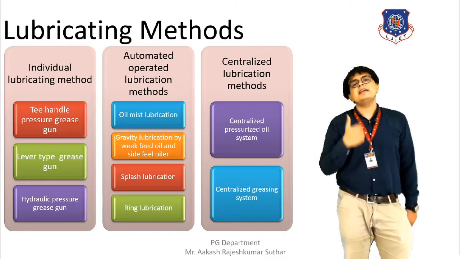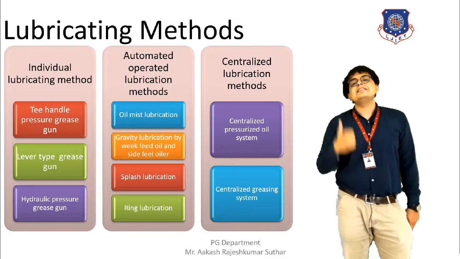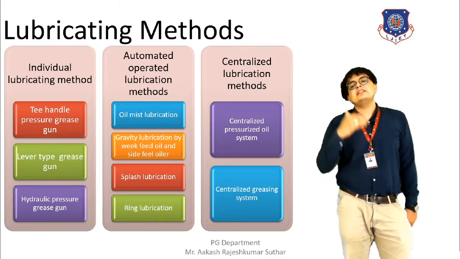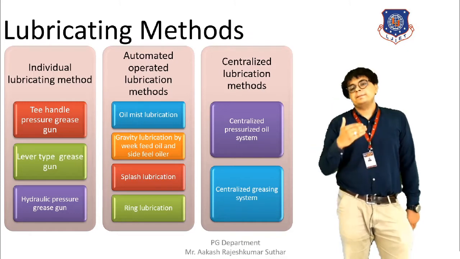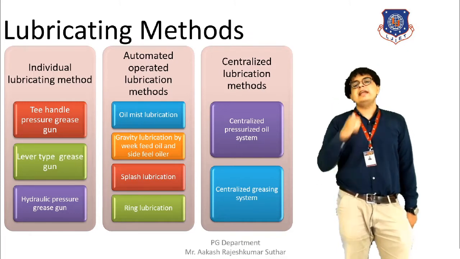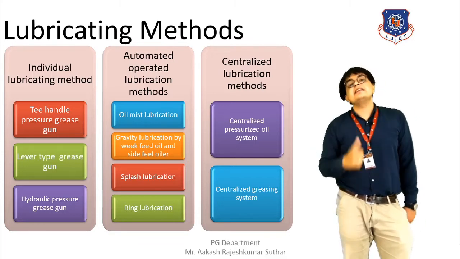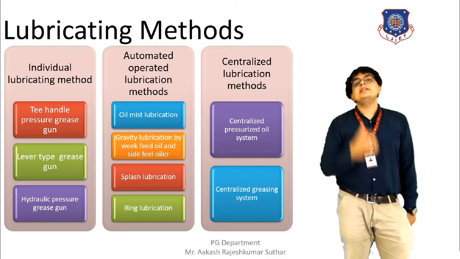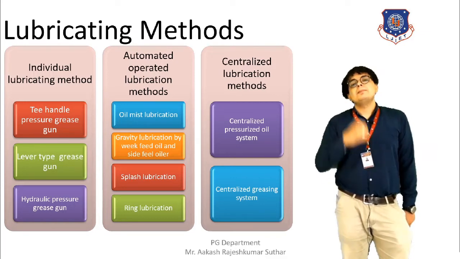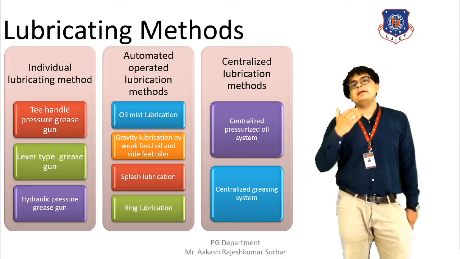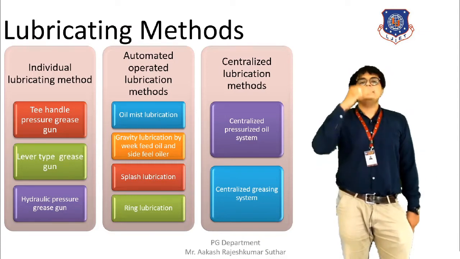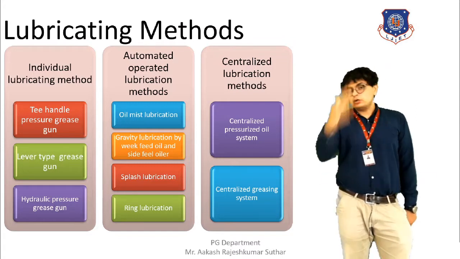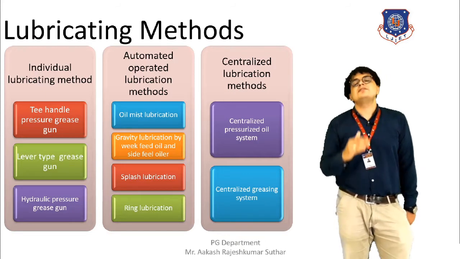Moving towards the third category, that is the centralized lubrication method. There the first type of method is the centralized pressurized oil system. This is the first method. Moving towards the next method, that is the centralized greasing system. So these are the general types of lubrication methods that are used by industries. Based on the requirement and the type of machine, the method is selected out of these. So this is the general listing of the methods.